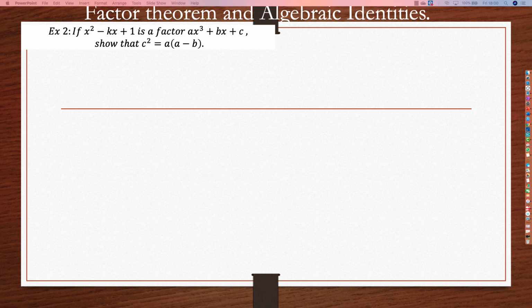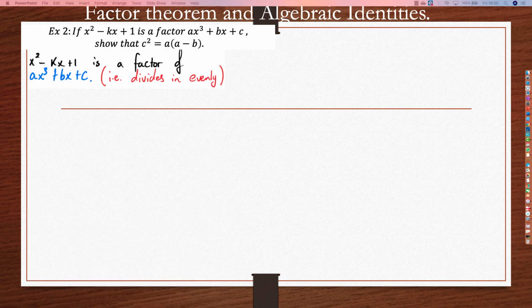Is that okay? What that means is x squared minus kx plus 1 is a factor of. If it is a factor of, it divides it evenly. That means we should be left with 0. Is that okay? That's very, very important at the very end. Anytime you divide it in, we should be left with 0. Very important. So, x squared minus kx plus 1 divided into ax cubed plus bx plus c.